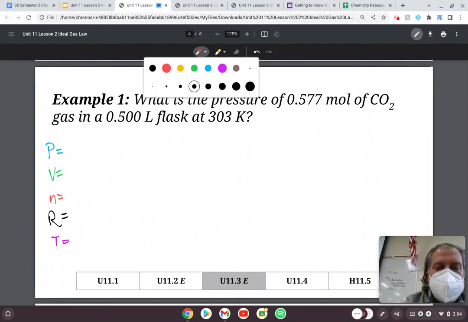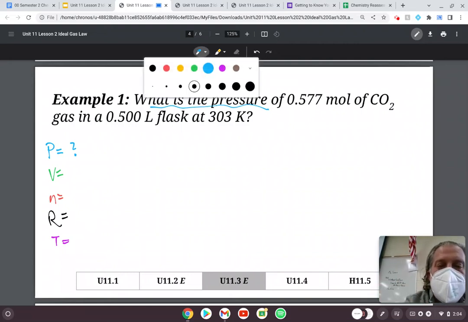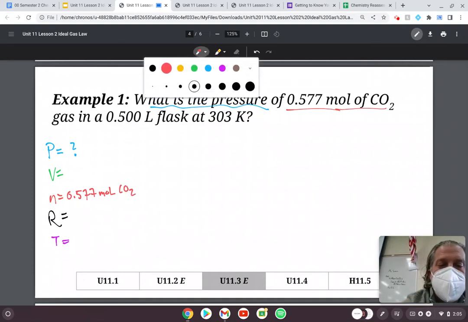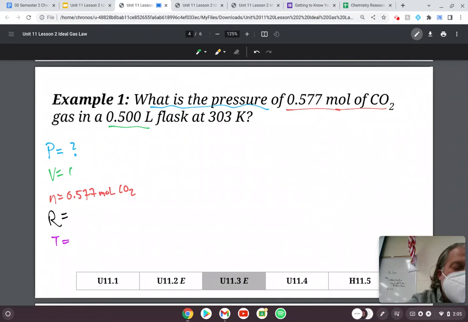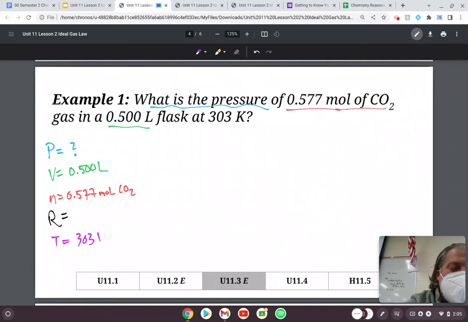In this instance, it says, what is the pressure? So the question is asking me to calculate the pressure. So that's what I'm going to be solving for. When you have 0.577 moles of CO2 in a 0.5 liter flask at a temperature of 303 Kelvin.